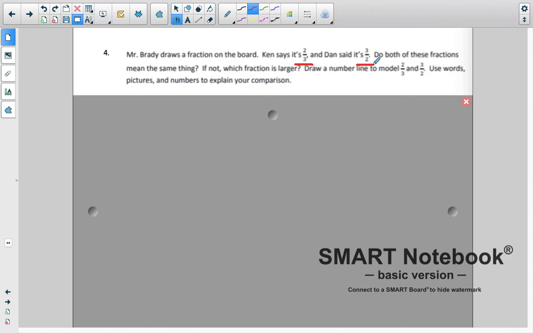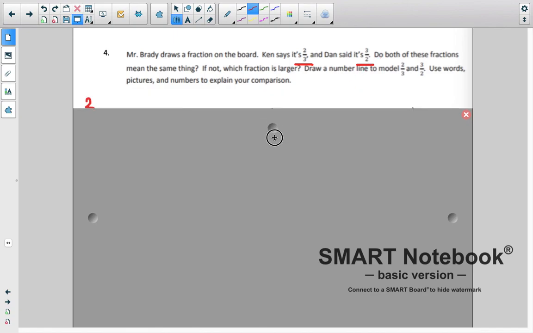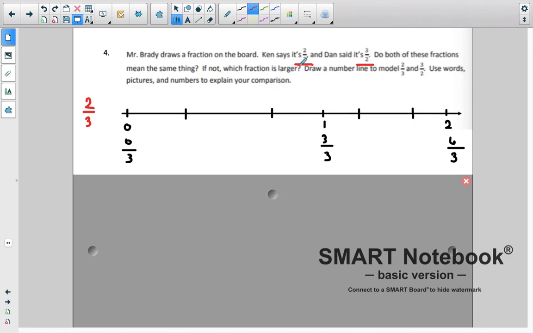So this is very similar to when we compared Judy and Wendy's long jump. What I did is I looked at Ken's first, and he said that his was 2/3. So I drew a number line from 0 to 2, 0, 1, and 2. And I labeled my endpoints 0/3, 3/3, 6/3, my whole numbers. Now I'm going to put a dot at 2/3, because that's what Ken says. So 0/3, 1/3, 2/3. So right here is 2/3.